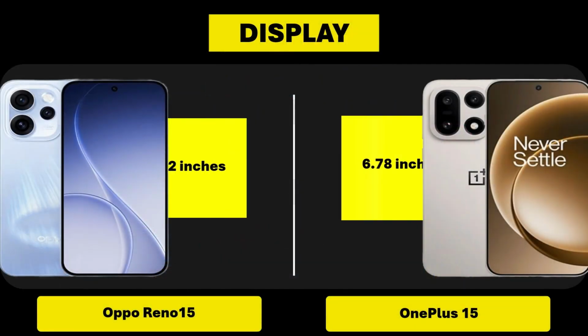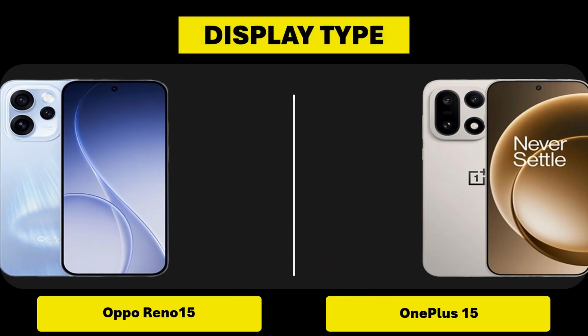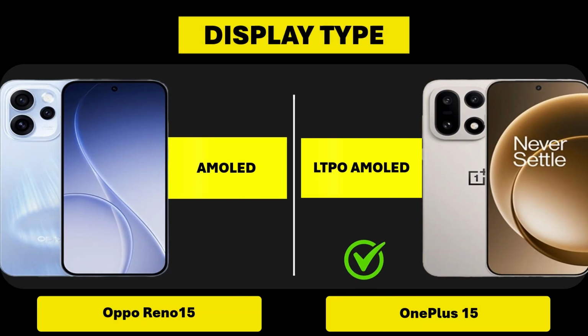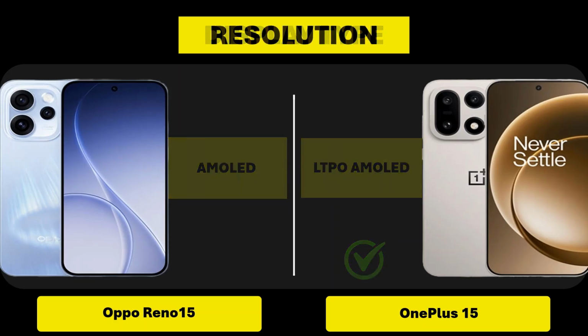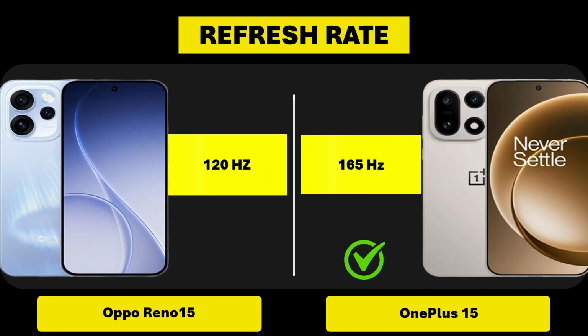Oppo Reno 15 has a 6.32-inch display, slightly smaller than OnePlus 15's 6.78-inch screen. Oppo Reno 15 comes with AMOLED, and OnePlus 15 steps it up with LTPO AMOLED. Oppo Reno 15's resolution is 1216 by 2640 pixels, while OnePlus 15 pushes 1272 by 2772 pixels for sharper visuals.